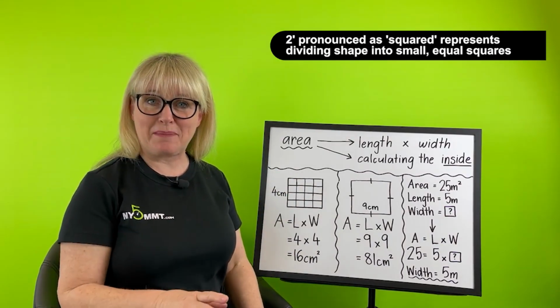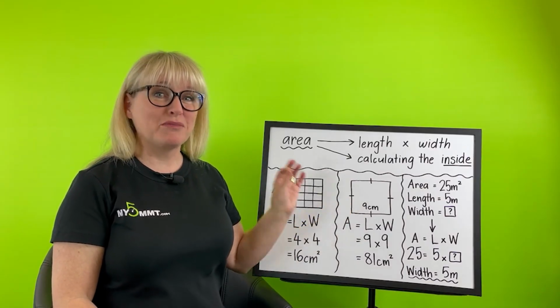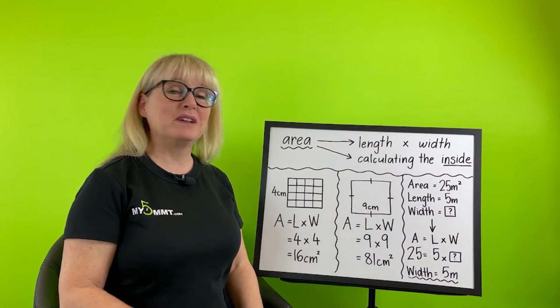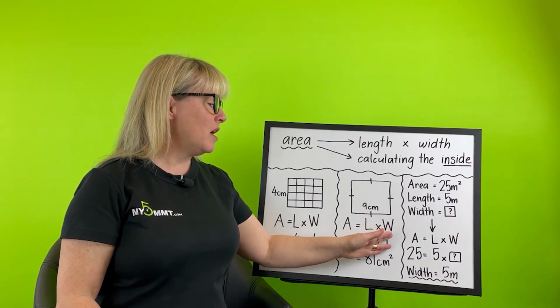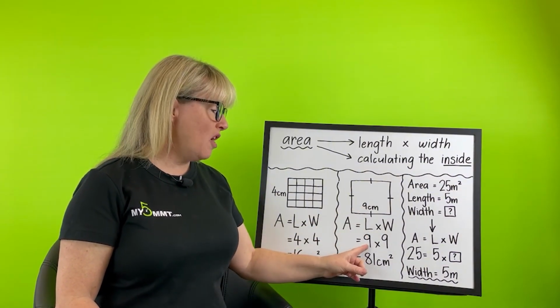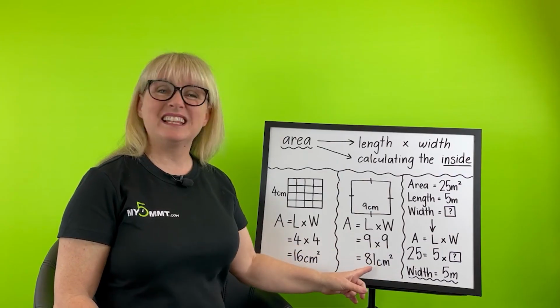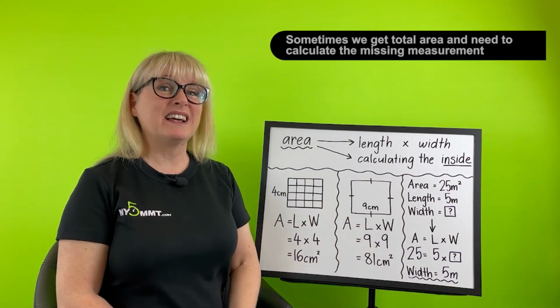Here I haven't got the little squares for me to count up, so I really must use the formula instead. I've got area equals my long side times my wide side. I can see that they're all 9 centimetres, so I do 9 times 9, and that's how I get 81 centimetres squared.